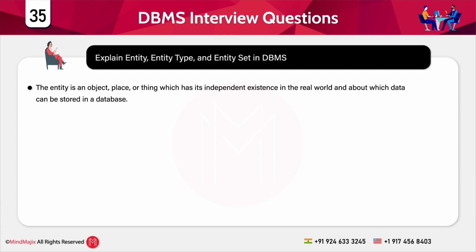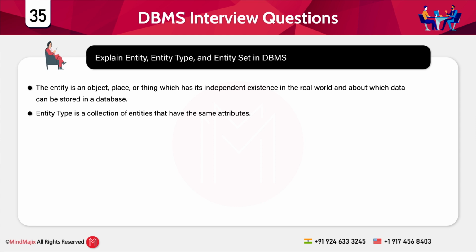Just to give you a real world example of entity, an entity can be anything like a person, a book, an event. Now if you talk about entity type, it is a collection of entities that have the same attributes. For example, the student table contains rows in which each row is an entity holding attributes like name, age, roll number, and hence student is an entity type that holds the entities having the same attributes.